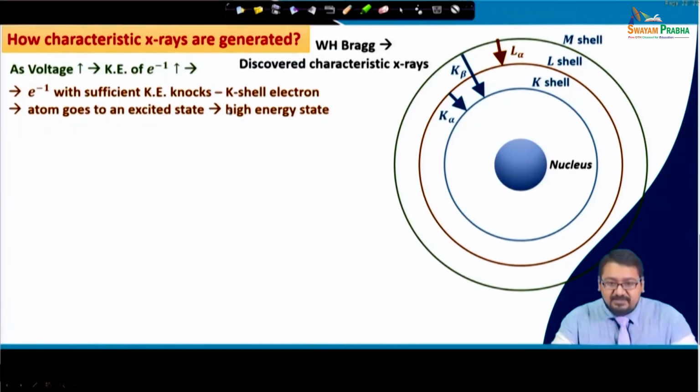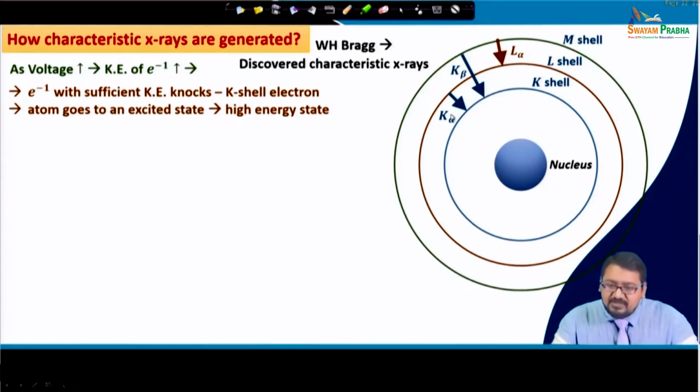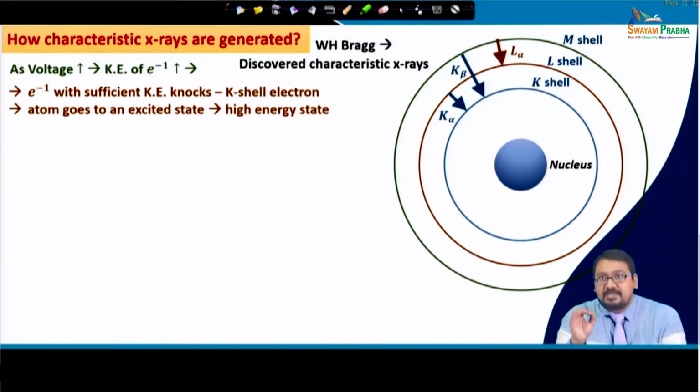say it knocks down an electron from the K shell. If this is an atom, this is a nucleus and these are the electronic shells, that is the K shell, L shell, M shell, and the electron comes and has enough kinetic energy to knock down an electron from the K shell, then the atom goes to a higher excitation state, that is a higher energy state.